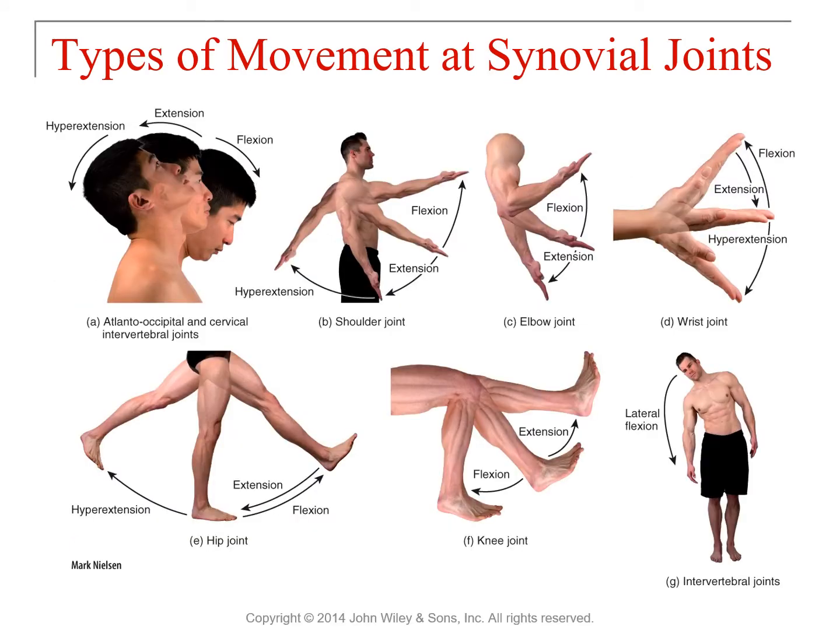So here we have some diagrams of these types of movements. Flexion, extension, and hyperextension occur at the neck, at the atlanto-occipital joint, as well as the cervical intervertebral joints. We have flexion at the shoulder again, that's the weird one, where the arm is brought up, and then extension is to lower the arm towards the side, and hyperextension is to pull the arm, and I should say upper limb, behind you.